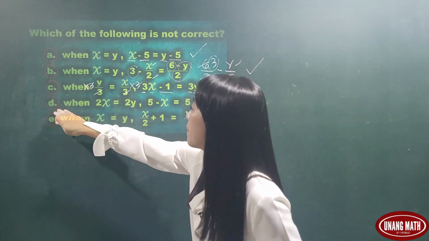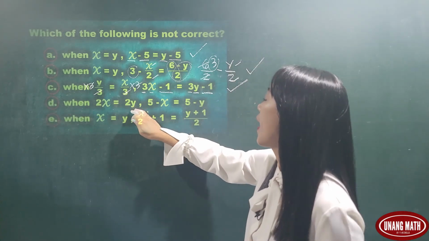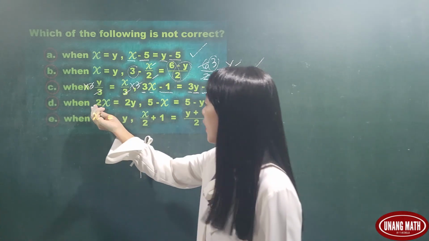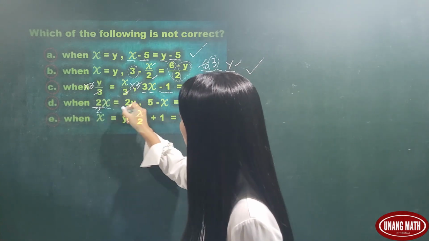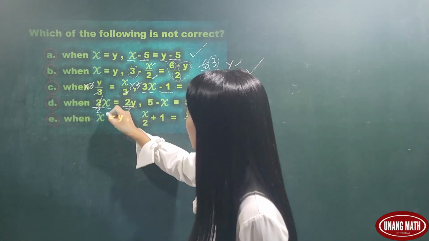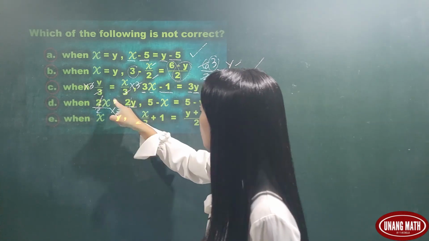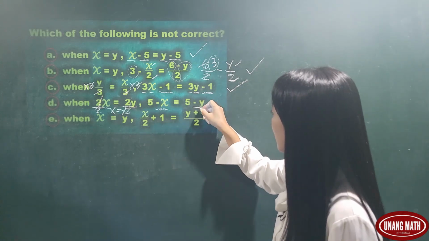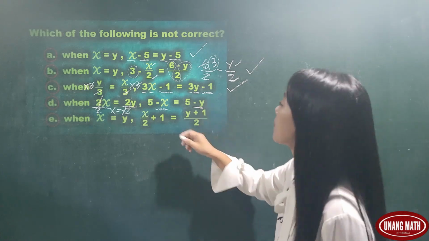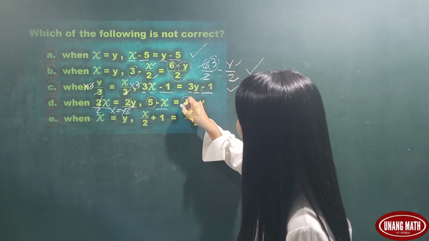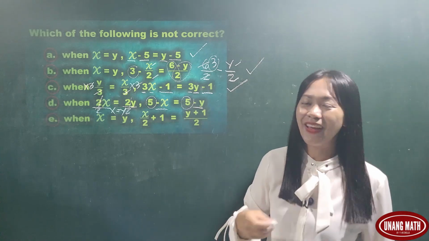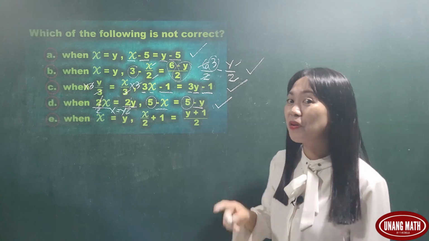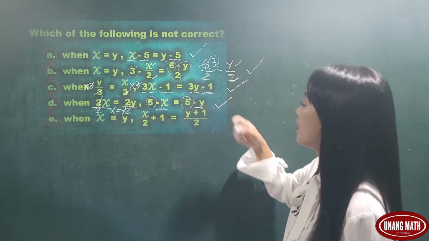Okay, how about D? When 2x is equal to 2y, 5 minus x is equal to 5 minus y. Okay, we can divide both sides by 2. 2 will be cancelled. So x is equal to y. Okay, this is minus x. This is minus y. It's correct. This is 5 and this is also 5. It's the same and it's correct. So that means letter D is correct, or this equation is correct.